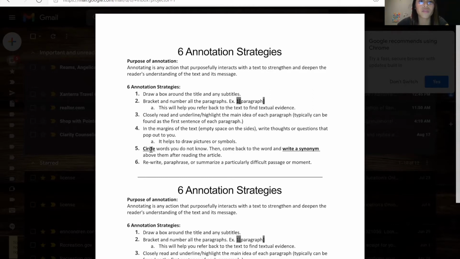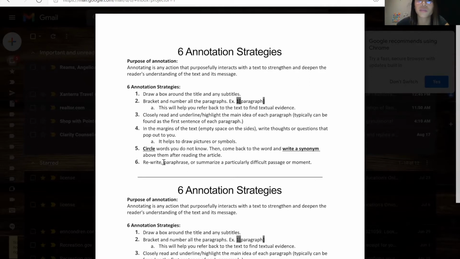Number 5, you're going to be circling words you don't know. Then you're going to be coming back to that word and writing a synonym above it. You can find the synonym using thesaurus.com or a dictionary. Make sure you choose a synonym that you know. So a synonym is a word that has the same meaning, but it's just a different word. So happy or glad, right? So make sure that you choose a word that works for you, that will help you remember what this word is.